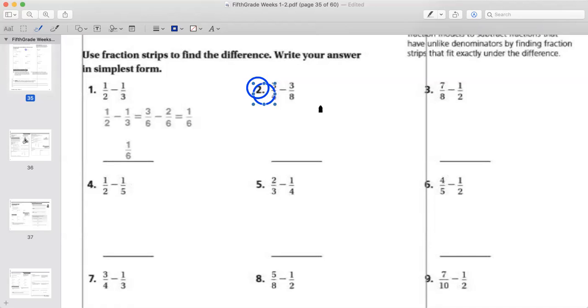Honestly, I'm going to have you do number 3 by yourself as well. I will do number 4 with you.